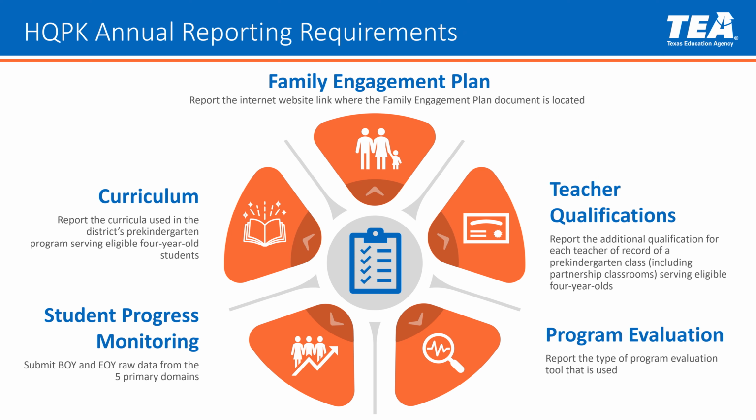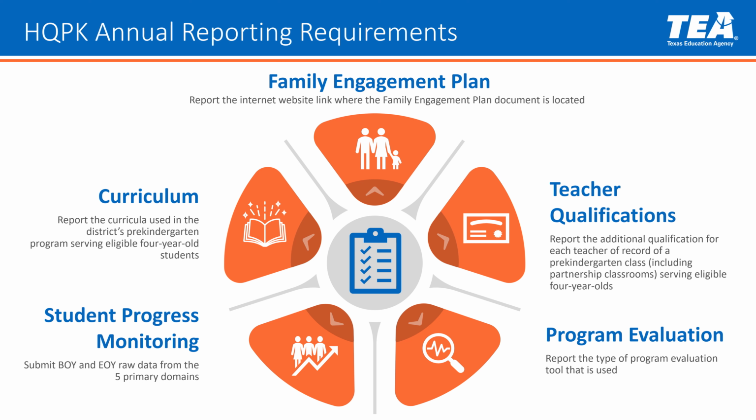With these high-quality pre-K components, certain information is reported in the Early Childhood Data System submission. This includes the Family Engagement Plan link, which is a data element reported that links directly to where the Family Engagement Plan lives on a district or charter's website or directly to the plan itself. Teacher qualifications. This is a code table where LEAs report the additional teacher qualifications for each teacher of record of a pre-kindergarten classroom serving eligible 4-year-olds.